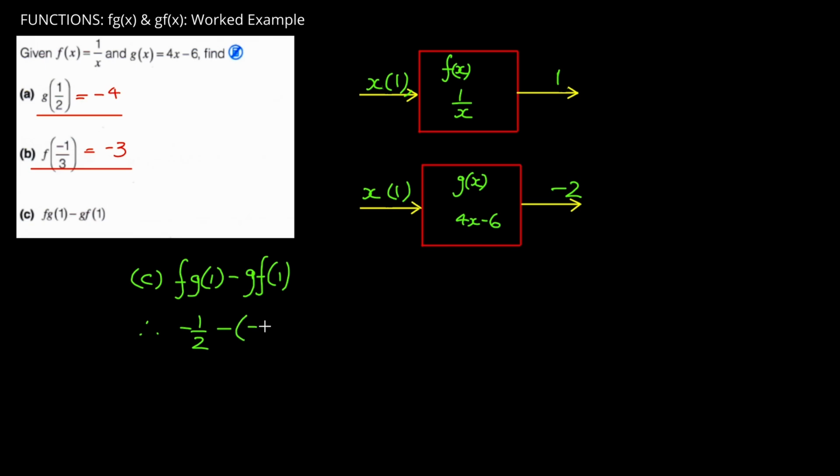So I'm going to put that in a bracket because it's easy to make a mistake with all these negatives flying around. So this is equal to negative a half plus 2. Well, 2 is effectively 4 halves, and we're taking one of them away, so we end up with 3 halves. So 3 over 2 is our answer for part C.